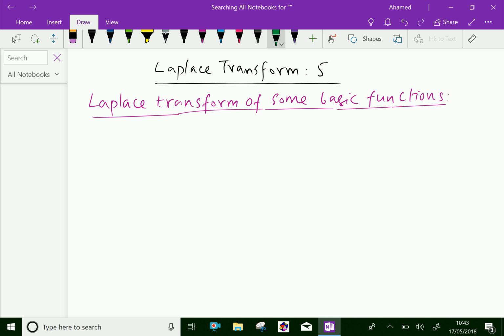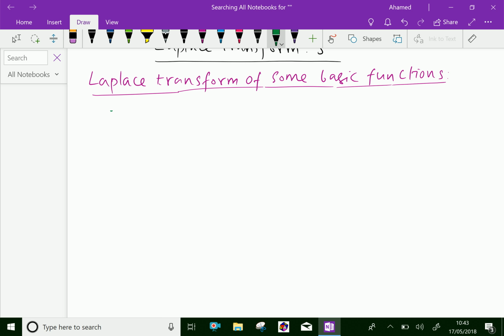In Laplace transform, let us do Laplace transform of some basic functions. Let the function be Laplace transform of sine at. By definition, Laplace transform of a function is integral 0 to infinity e power minus st into that function, that is sine at dt. Now we can do integration by parts.